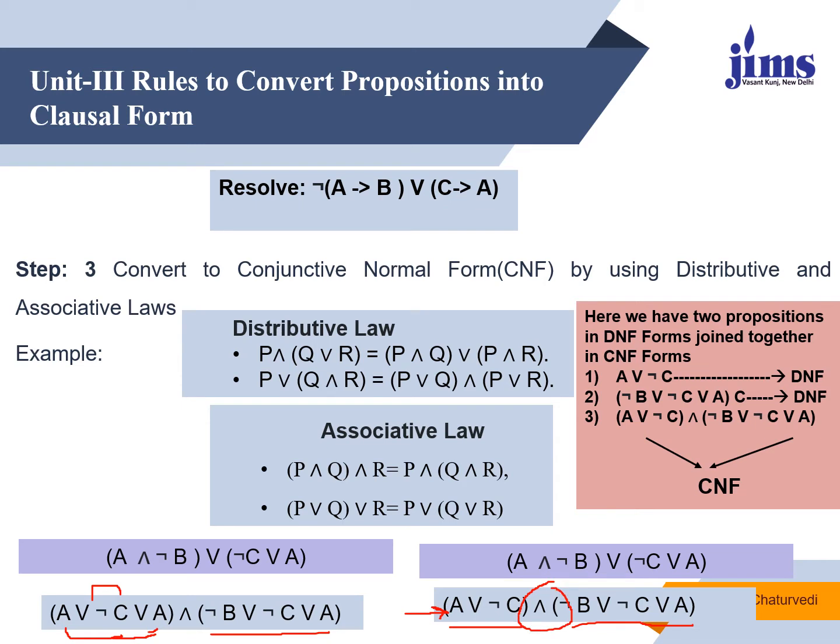So hence this is a conjunctive normal form, but it has two disjunctive clauses. One is A or not C, another is not B or not C or A. Both disjunctive clauses are connected with each other using AND. That's why we can say that we have achieved the conjunctive normal form of the given proposition. And this is how we can solve the given set of problems and convert it into conjunctive normal form.